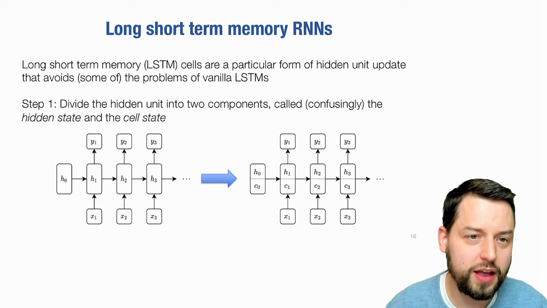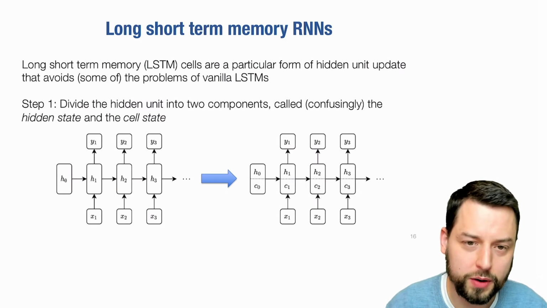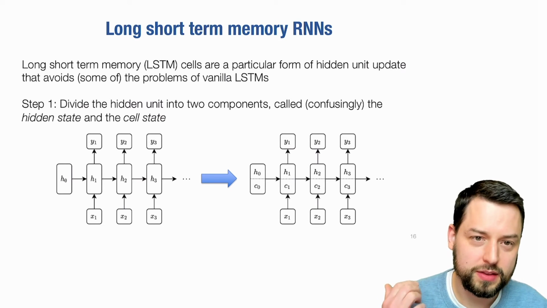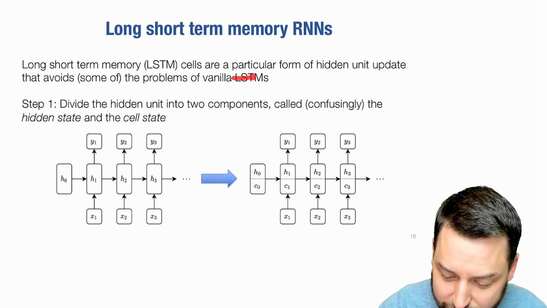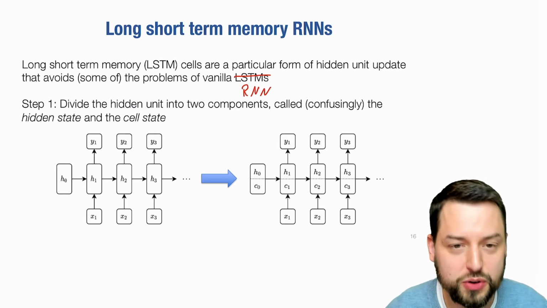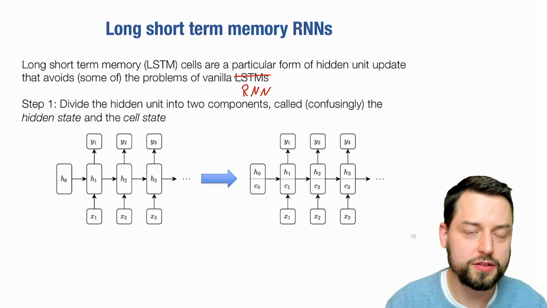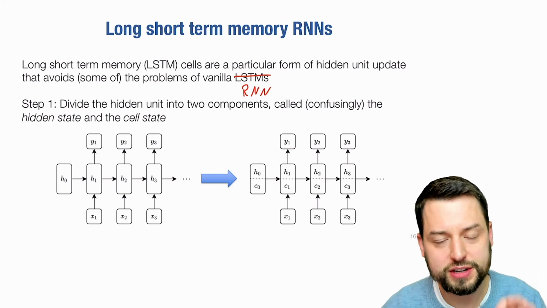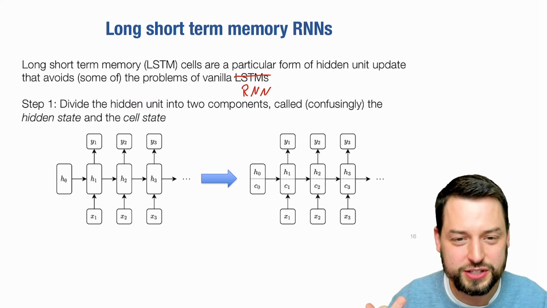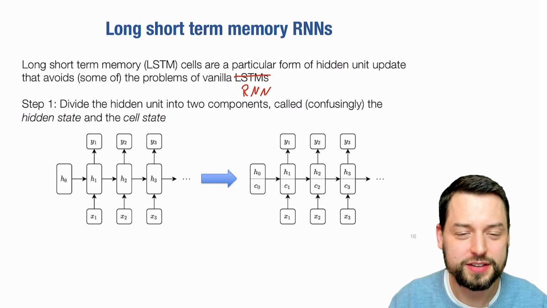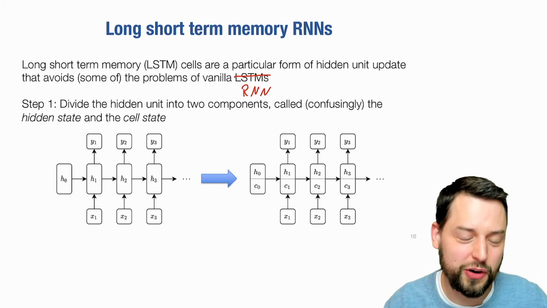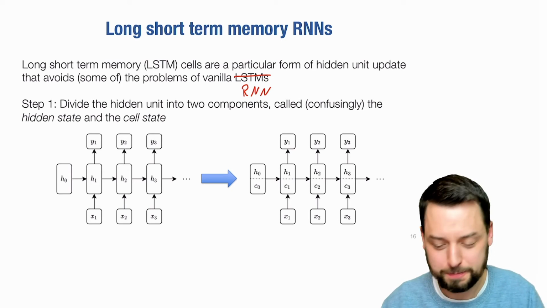But in some sense, all they are is a particular form of hidden update that solves some of the problems of vanilla RNNs. So LSTMs are a particular form of RNN that solves, to a certain degree, not fully, some of the problems of vanilla recurrent neural networks. And by that I mean just the recurrent neural network you saw on the previous slides here.